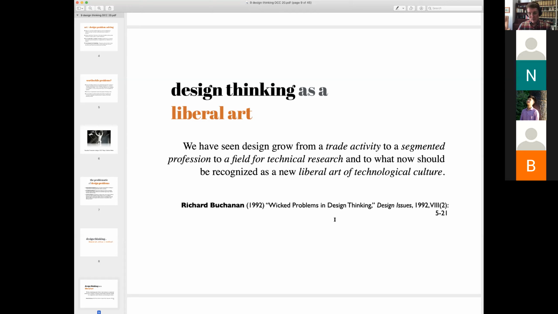And then Buchanan said back in 1992, it should be recognized as a new liberal art of technological culture, that we are so much focused on using technology to find solutions to problems, but we have to overlay this gakusei-teki, this very liberal, multidisciplinary design thinking approach to generate the problems that we then seek the technical solutions to.